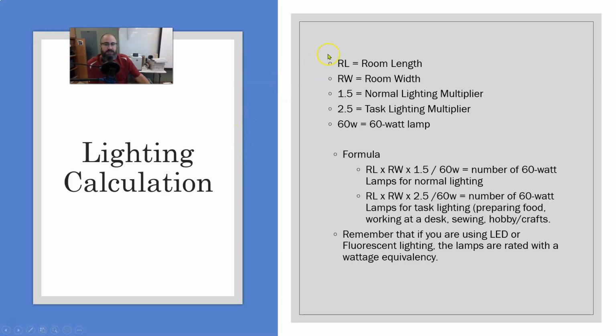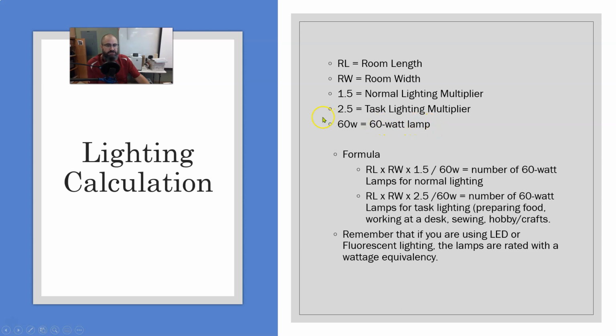All right, lighting calculation. There are ways that we calculate lighting. I'm going to show you that here. First, I'm going to show you some little abbreviations and what they mean. RL means room length. RW means room width. 1.5 is the normal lighting multiplier. 2.5 is the task lighting multiplier. 60W equals a 60 watt lamp.